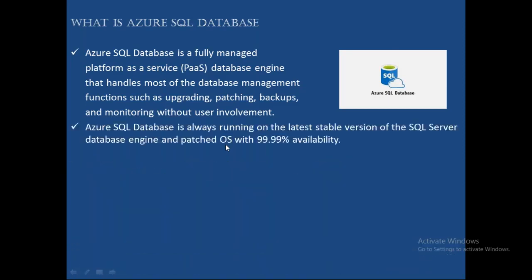Next. Azure SQL database is always running on the latest stable version of the SQL Server database engine and patched OS with 99.99% availability. What it means is, if they have released a new version of your database, that new version is only available in your cloud. You no need to worry. If it is on-premise, you need to understand the new version, then follow different steps to upgrade to the new version, right? So you no need to worry about that versioning also. You will always have the latest stable version of the SQL Server database engine.